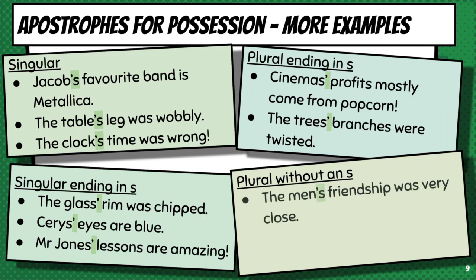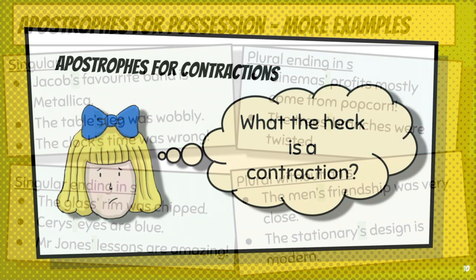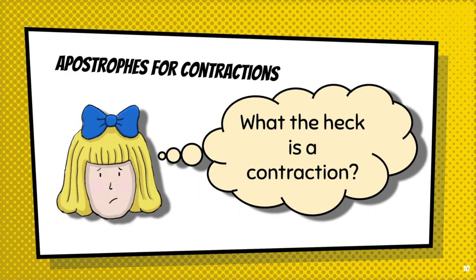So plurals without an S, the men's friendship was very close. Bit of a bromance. The stationery's design is modern. So again, two examples of plurals, and we've added an apostrophe S there. So again, it's all the same sort of way, just to go over it one more time for an example for you. So moving on to apostrophes for contractions.